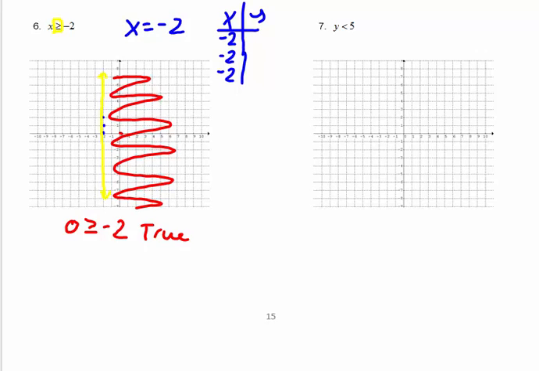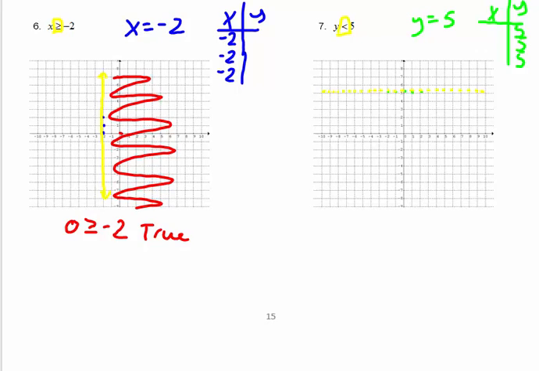Number 7, y is less than 5. Again, if we pretend that we have an equal sign, y equaling 5, I will look at a table. That means y is always going to be 5. Doesn't matter what x is. So y being 5 would make a horizontal line. We look to see if we have a solid or dotted line. That shows we have a dotted line because it's strictly less than.